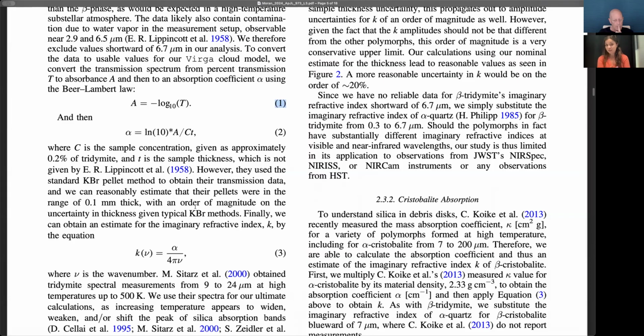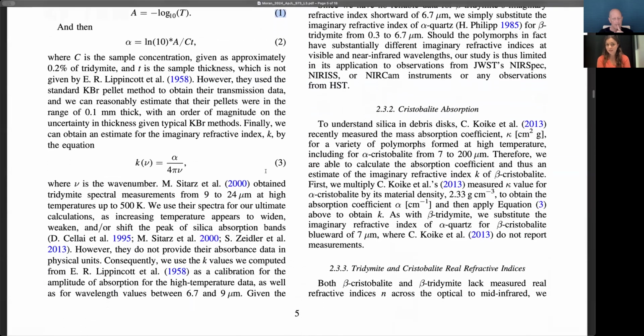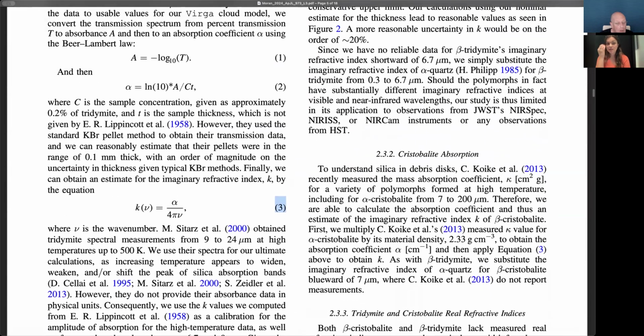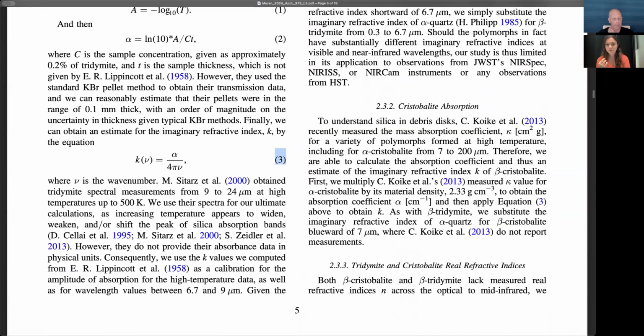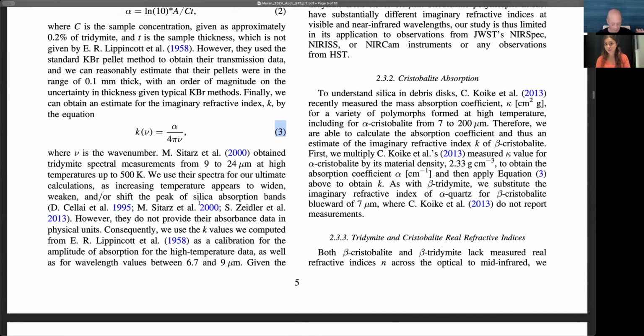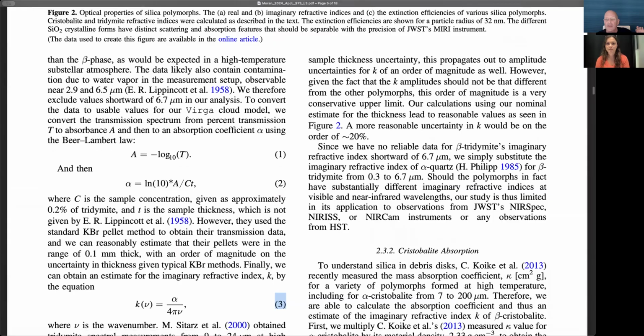There, you can calculate an imaginary refractive index k with those values you've already measured. So I did that for both the laboratory data sets from Sdatars et al. and Lippincott et al. I scaled the Sdatars to the Lippincott to give myself a physical value. And that was how I came up with the imaginary refractive index for tridymite that I used throughout the rest of the paper.